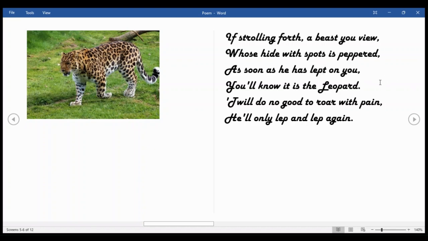Again, there's also imagery here, whose hide with spots is peppered, describing the hide of leopard as being peppered. The spots seem as if the hide has been peppered. Okay, there's repetition, the use of the word leap in the last line, so it is repeated in the same line. There's also assonance here. Assonance is again repetition of vowel sound. So the O sound is repeated in the words strolling forth. Again there's do, good and to having the same vowel sounds, that is repeated. No and roar. So do no good to roar. So no and roar also have the same vowel sound.